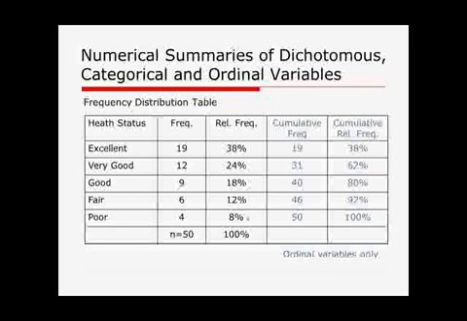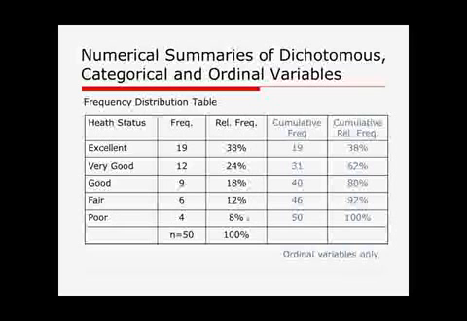It doesn't really help somebody if you say 19 people reported their health status as excellent. You have to know out of how many to really interpret that figure. And so what we often present for both categorical and ordinal variables is a relative frequency, which takes the frequencies and divides by the sample size. So 19 divided by 50 would come out 0.38 as a proportion.